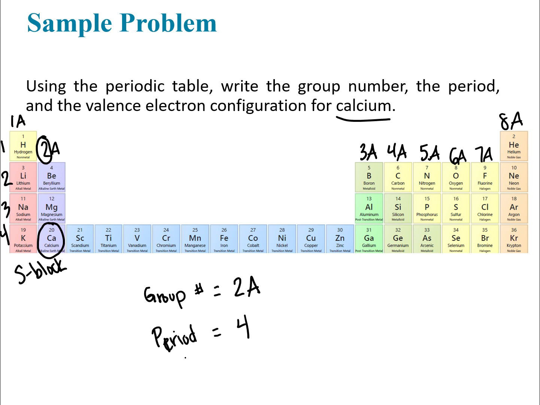And the valence electron configuration, well, we're in row 4, so that's period 4 and energy level 4. And we have 1, 2 electrons in the S block. So it's 4s2 for the valence electron configuration. Again, we'll do practice for this in class.